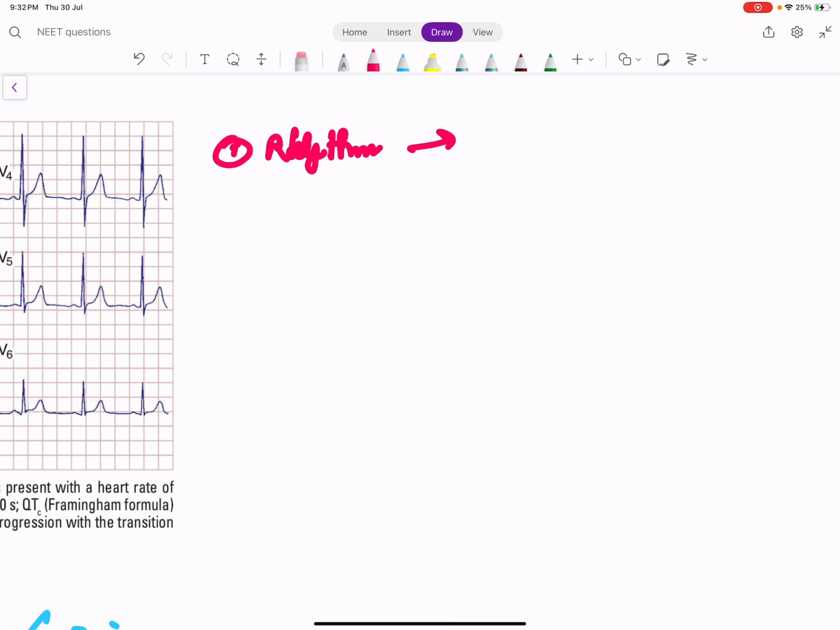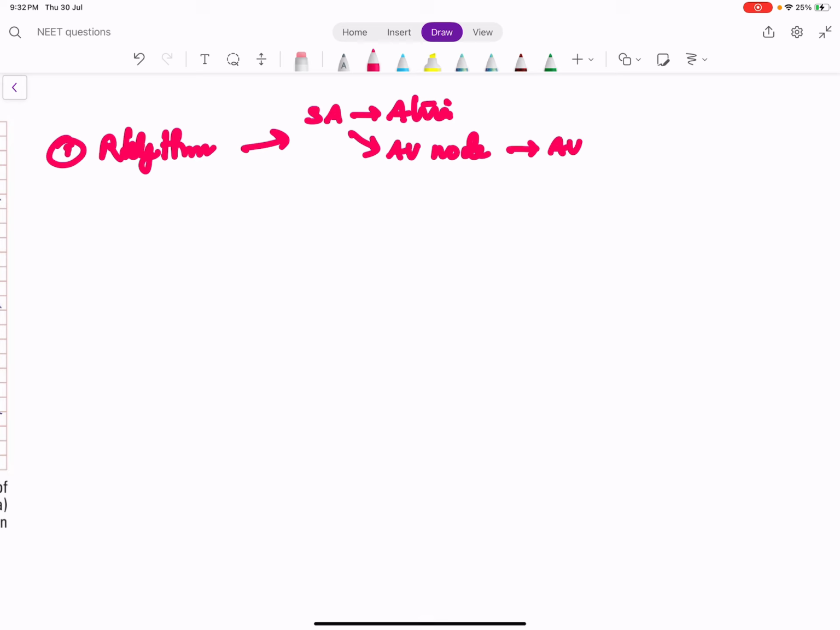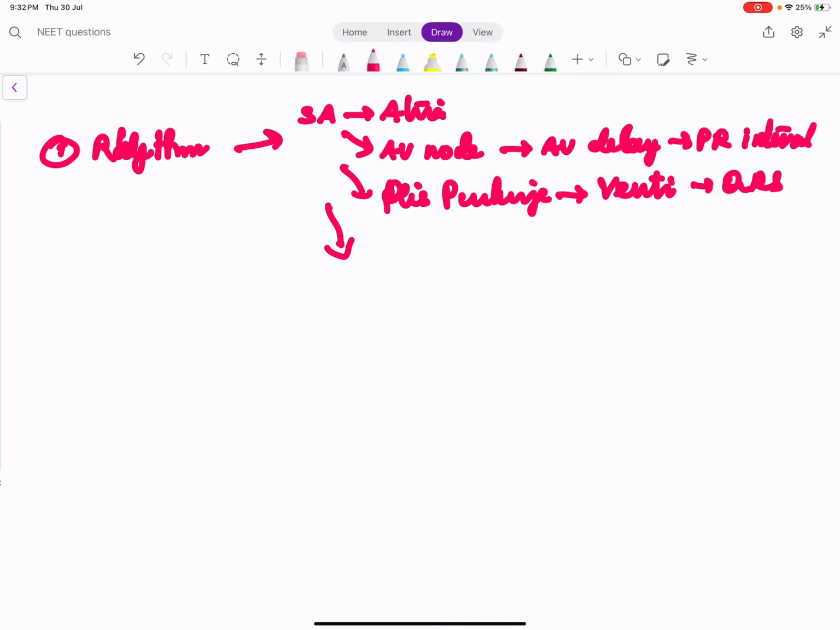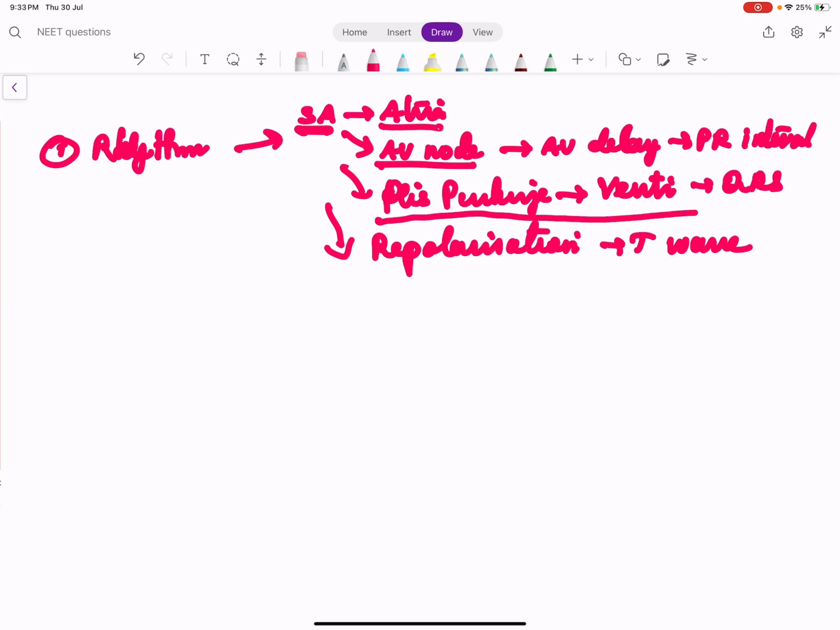A normal rhythm begins from the SA node, depolarizes the atria, and the impulses go to the AV node. The AV node delays the conduction, so we have an AV delay. This AV delay is represented by the PR interval, and then the His-Purkinje system. The His-Purkinje system rapidly depolarizes the ventricle, so we get the QRS complex. Following all depolarization, the ventricular repolarization occurs before the ventricular diastole occurs. That repolarization is measured by the T wave. Right?